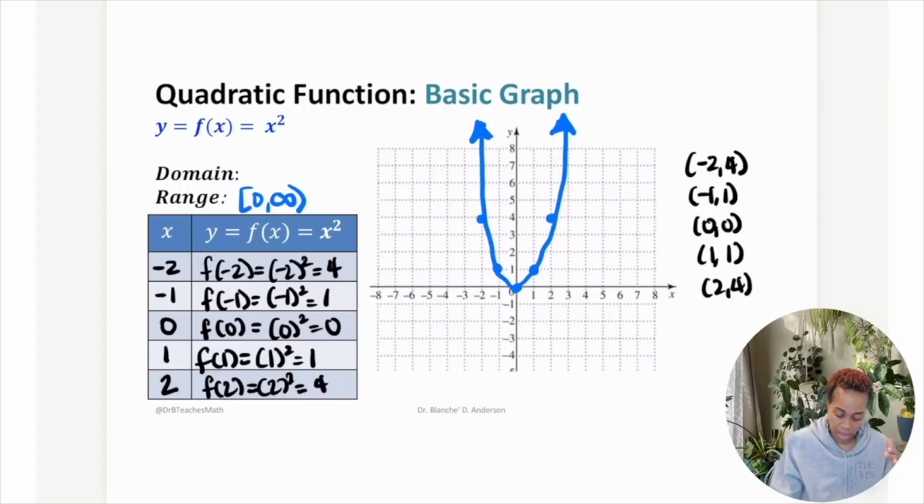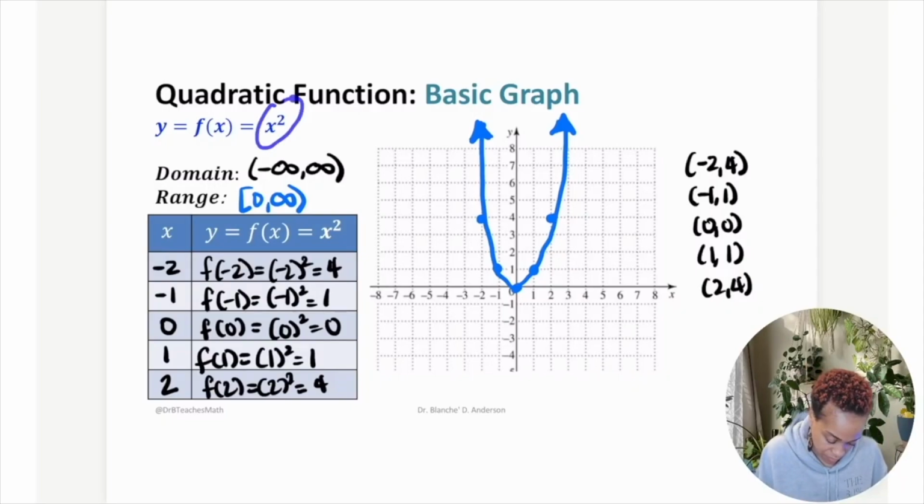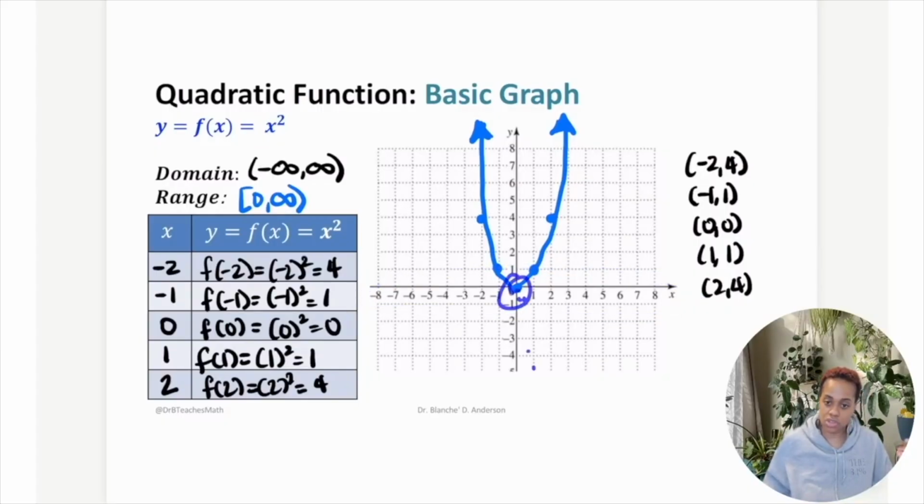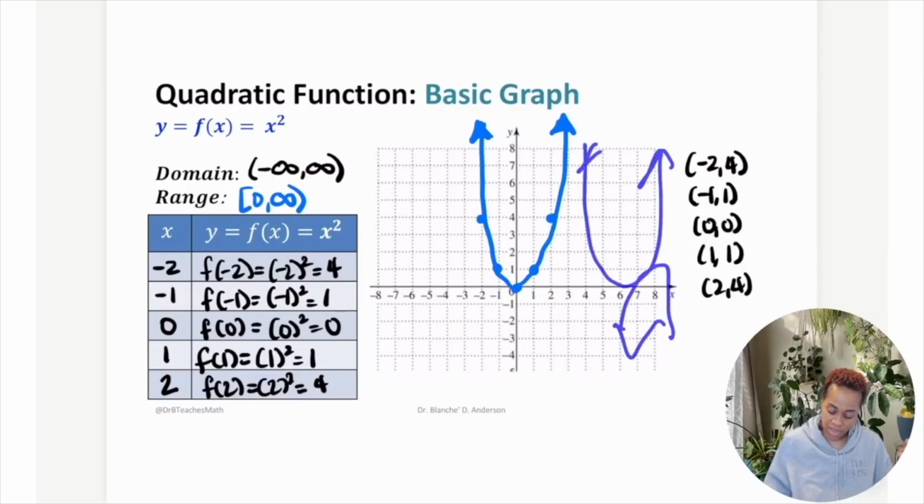Now, what about your domain? Domain represents your x values. We don't know where this ends up and we don't know where this ends up. It looks like it just goes straight, but as this graph travels into infinity, you don't know how wide it's going to get. So for the quadratic functions, your x values are always going to be -infinity to infinity, always, because you're literally squaring each x value. So you're going to be able to pick whatever x's you want, but your y value is the one that's going to start at a certain point and go up, especially if you have a graph that opens up or if you have a graph that opens down.